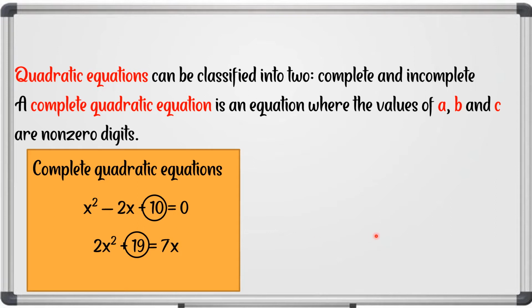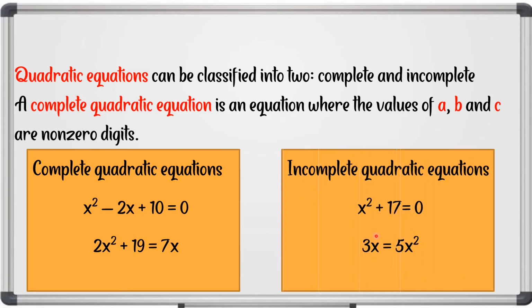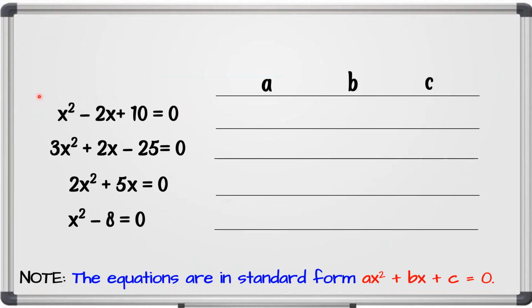While in an incomplete quadratic equation, either bx or c is missing. So in x squared plus 17x, the constant term is missing, while in 3x equals 5x squared... Let us find the values of a, b, and c in the following equations in standard form. Remember that a is the coefficient of x squared, or the number before x squared, b is the coefficient of x or the number before x, and c is the constant term.